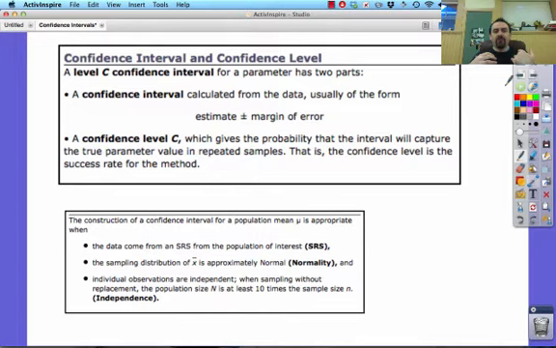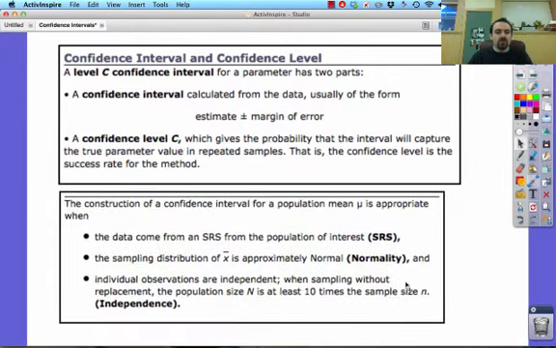95% of the time, if we do this method, we're going to create an interval that will contain the true mean. 5% of the time, we're going to create an interval that will not contain the true average weight of a penny. Now, we never know which one we have, but we do know there's a 95% chance that we've got the right one. Okay. All right.